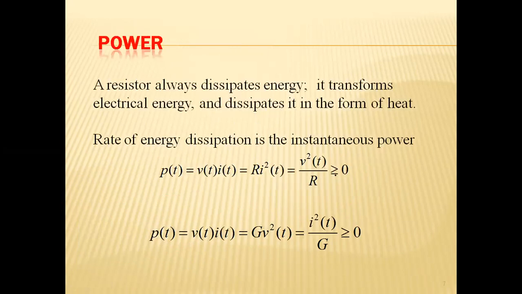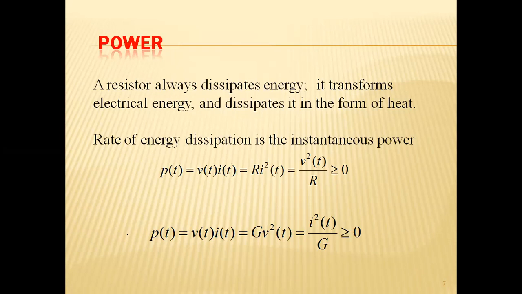Then power. What is power? A resistor always dissipates energy. It transforms electrical energy and dissipates it in the form of heat. The rate of energy dissipation is the instantaneous power. Rate of energy dissipation means with respect to time, and instantaneous means at any instant of time t.